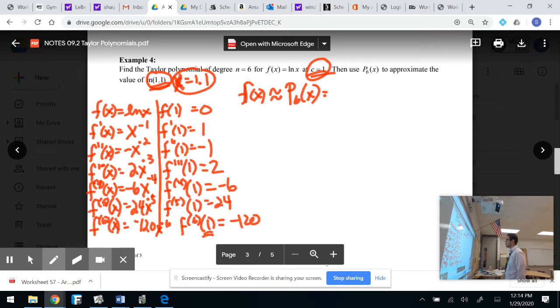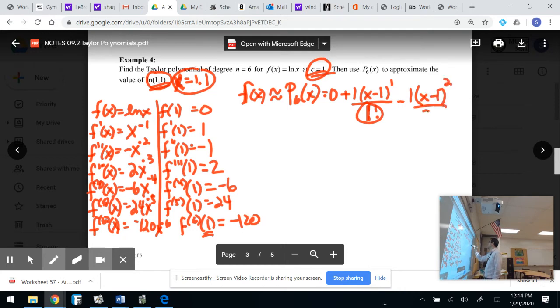this. First term starts it off at 0, plus. Next is my 1. This is my first derivative, so I need my coefficient, which is 1, times x minus 1 to the first over 1 factorial, since it's centered at 1. Remember, that first term is actually over 0 factorial, but you can stop writing that if you want to. My next one is negative 1, times x minus 1 squared over 2 factorial.